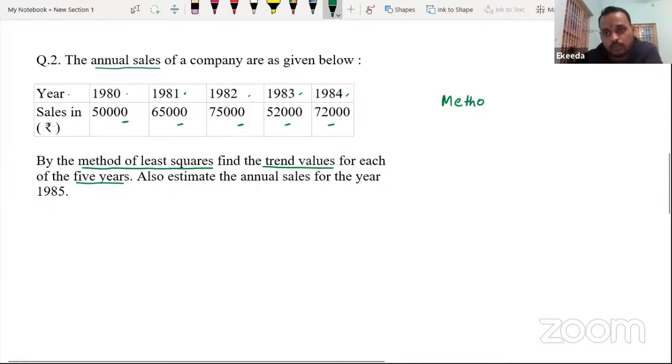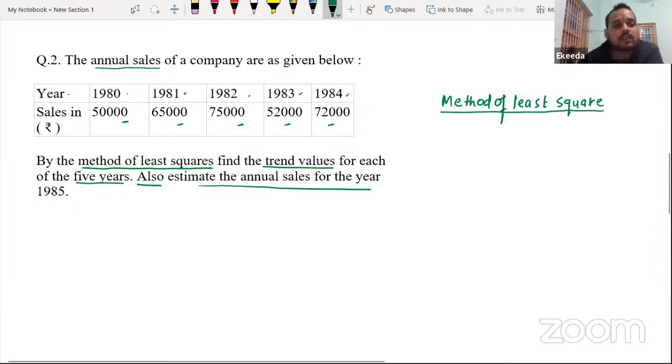We have to use the method of least square, and by using this method we have to find the trend value for each of the 5 years, and also estimate the annual sales for the year 1985. So we cannot use the moving average method or weighted moving average method here, because they are saying that we have to use the method of least square.